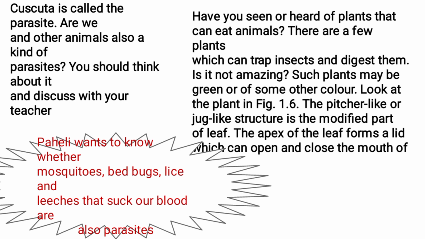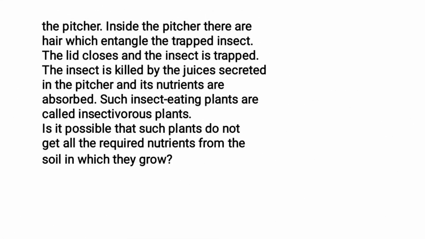Look at the plant in figure 1.6. The pitcher or jug-like structure is the modified part of the leaf. The apex of the leaf forms a lid which can open and close the mouth of the pitcher. Inside the pitcher there are some hairs which entangle the trapped insect. The lid closes and the insect is trapped. The insect is killed by the juices secreted in the pitcher and its nutrients are absorbed. Such insect-eating plants are called insectivorous plants.